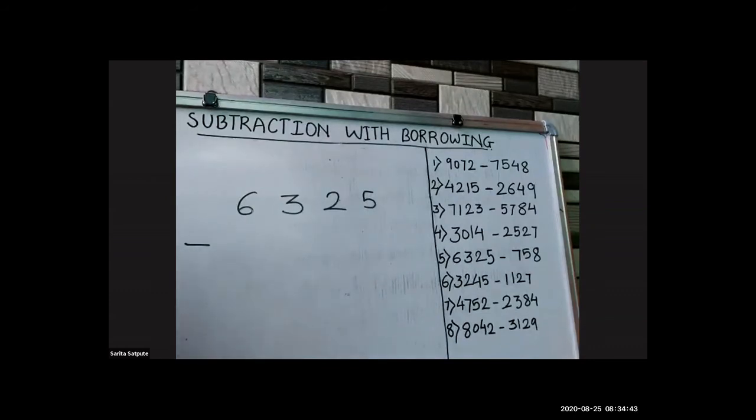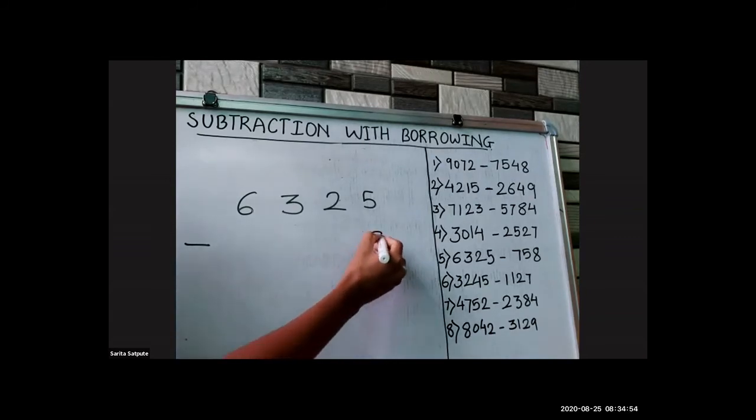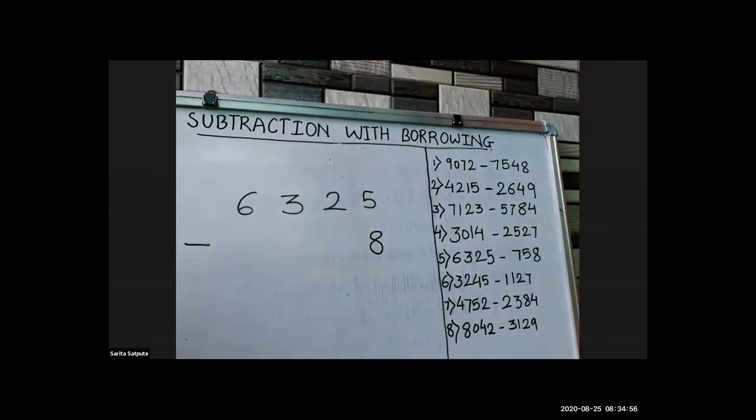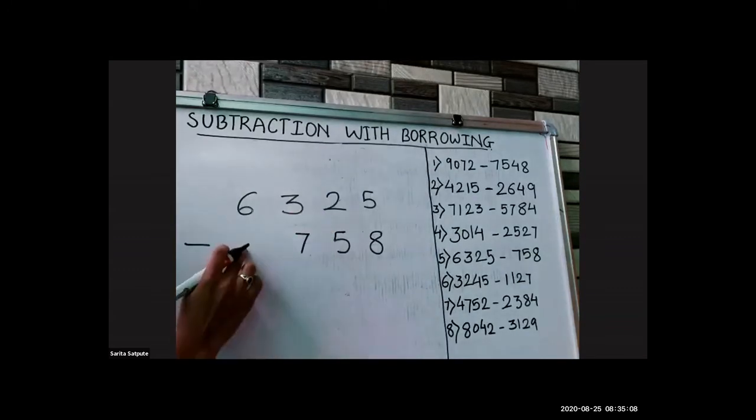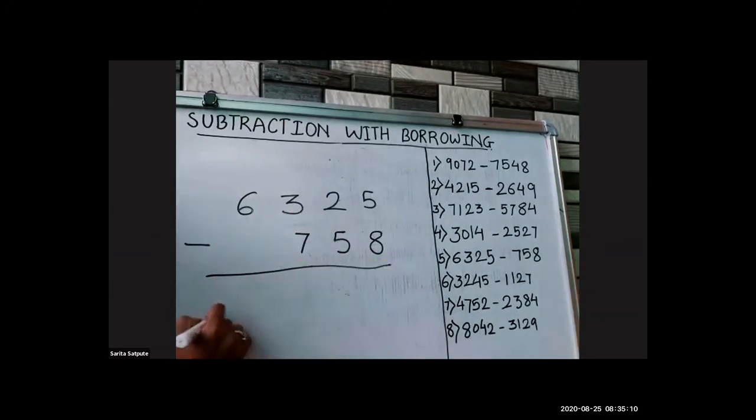Where will 8 come? 758 is the other number. Okay. Now where will 8 come? Unit place. Very good. And where will 5 come? Tens. And 7? Hundreds. This is only a 3-digit number, so nothing will come here. It will remain blank only.